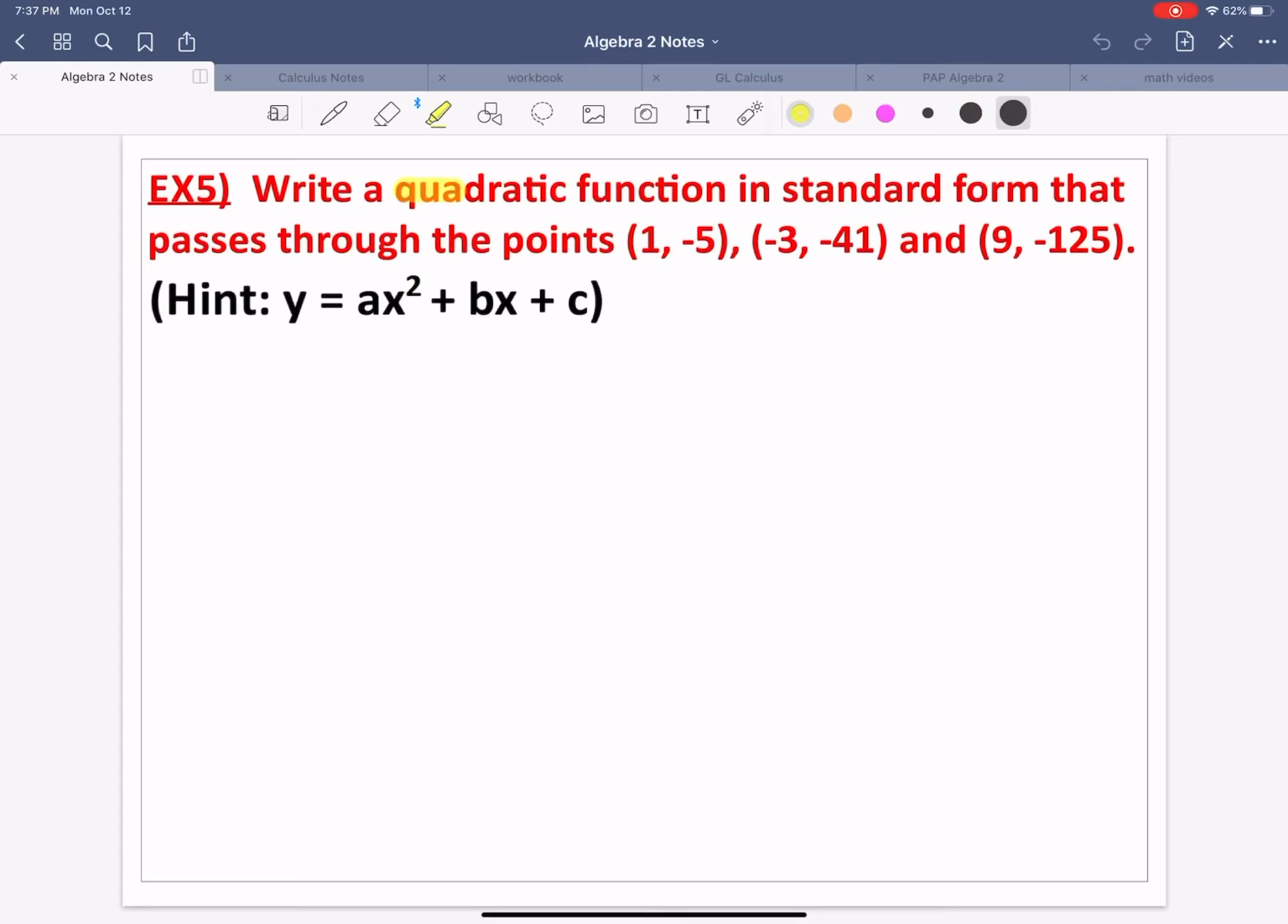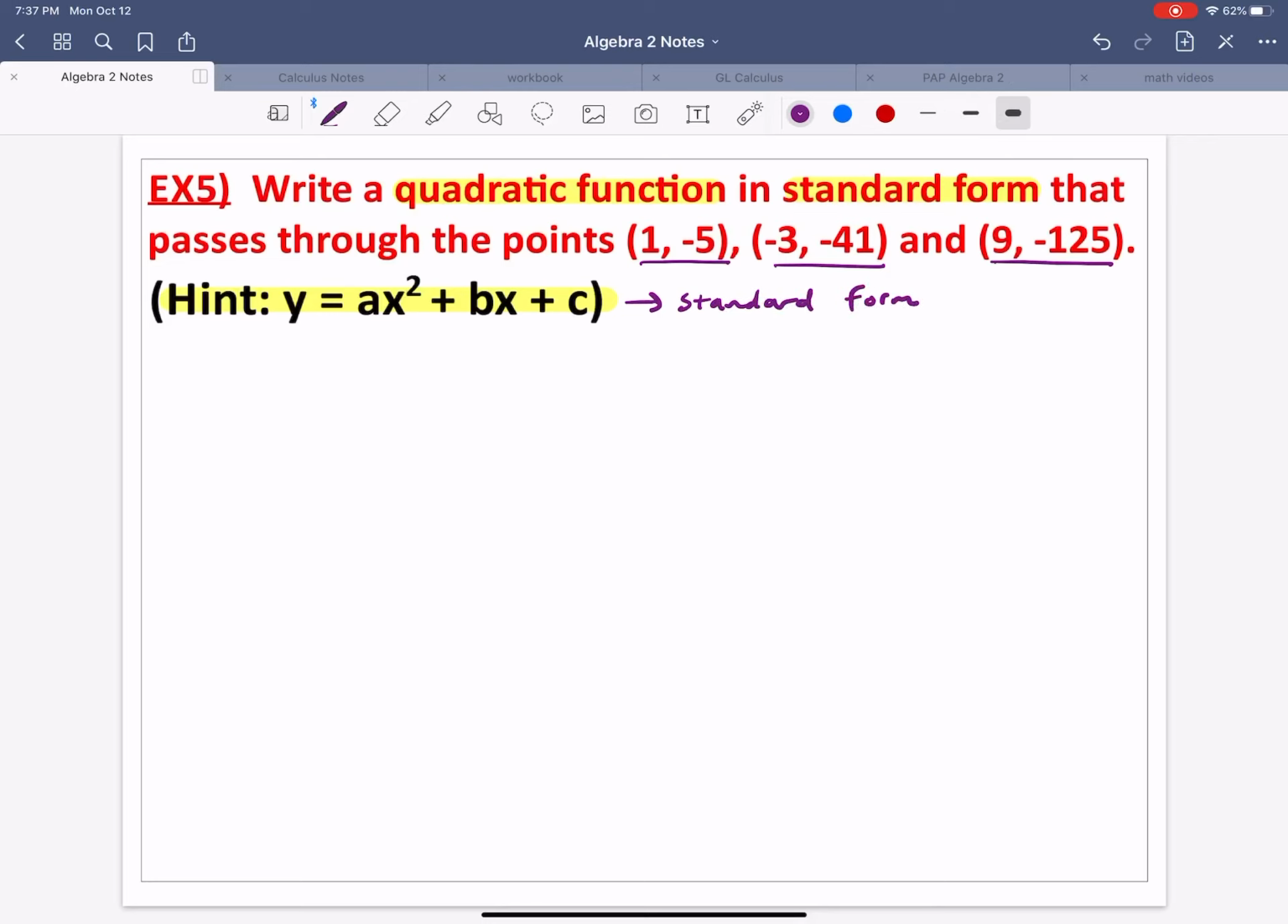Write a quadratic function in standard form that passes through the points (1, -5), (-3, -41), and (9, -125). And the hint that's given here is that standard form of a quadratic is in the form ax squared plus bx plus c. So again, that is called standard form. That's what standard form looks like.